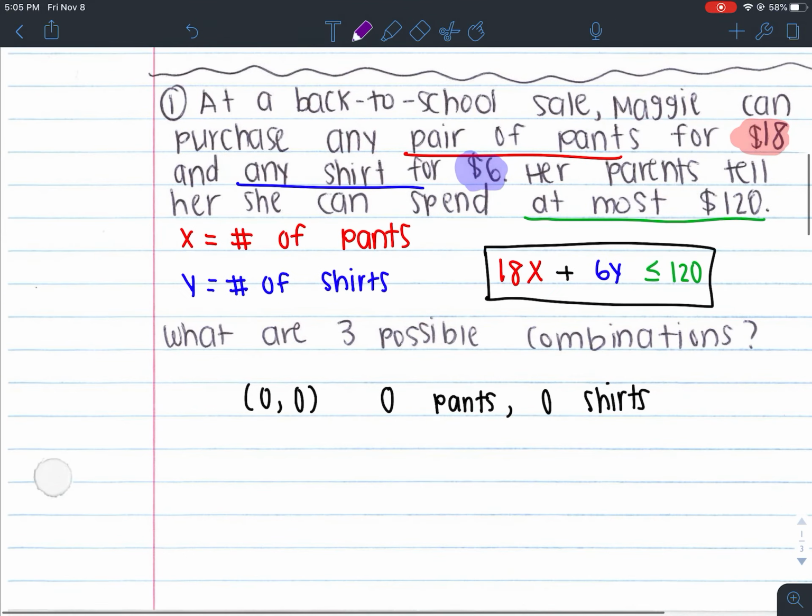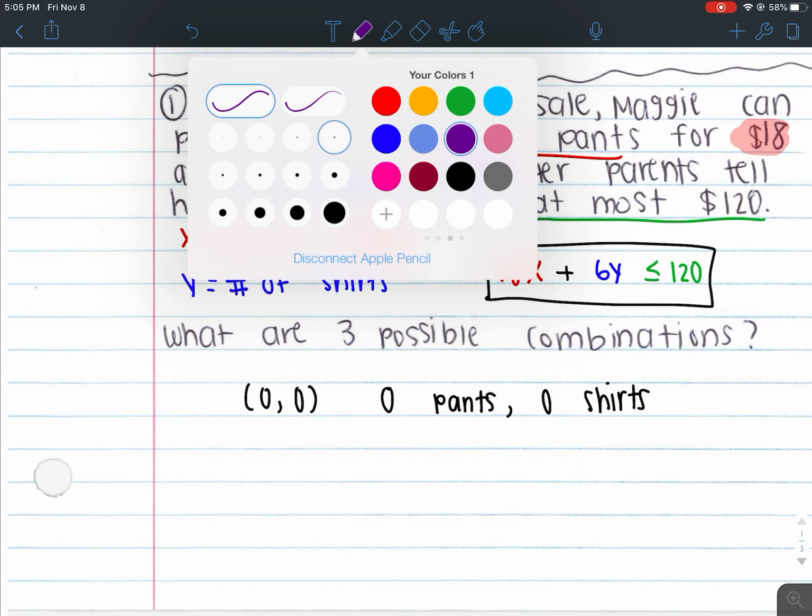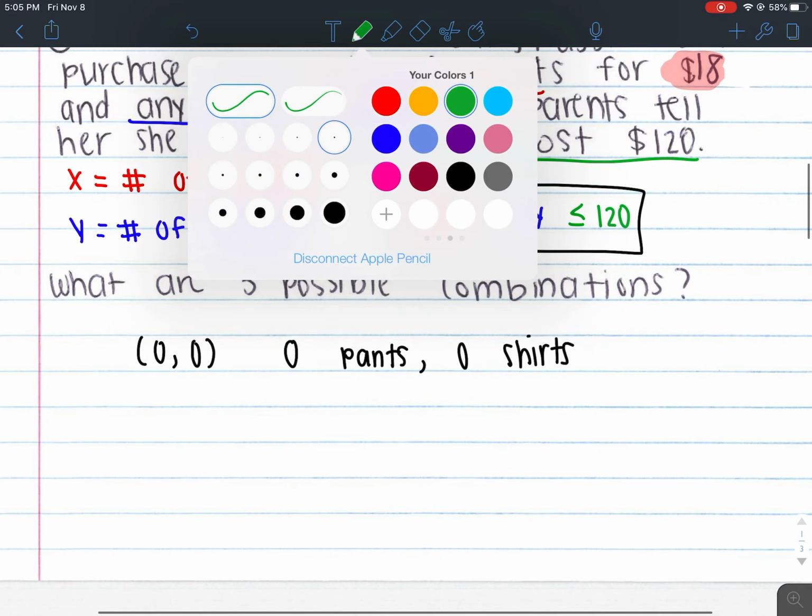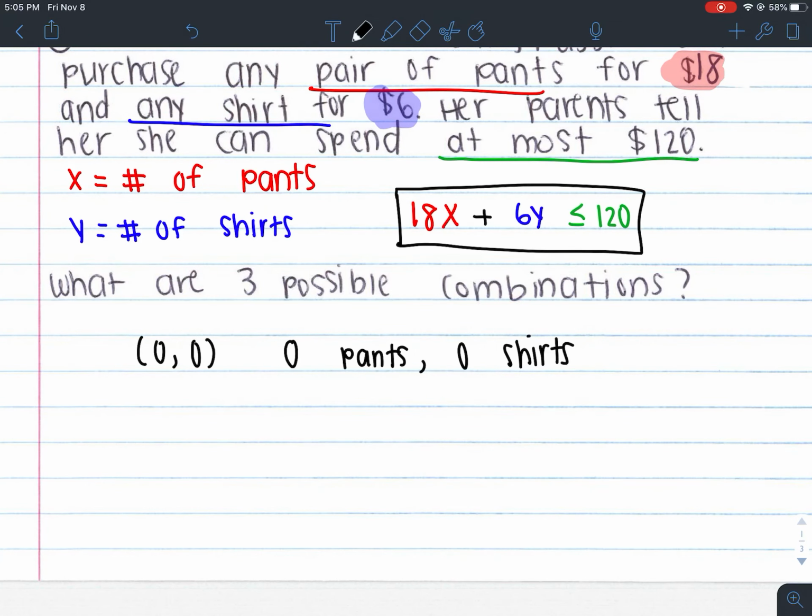Now, I know we only need 3 here, but I'm going to go ahead and do 4 just for fun, right? So could she buy just 1 of each? She could. She could buy 1 pants and maybe, let's say, 2 shirts. If she buys 1 pants, that's going to be $18, and if she buys 2 shirts, it's going to be $12. That only equals $30, so she's still good there. So she could buy 1 pair of pants and 2 shirts.